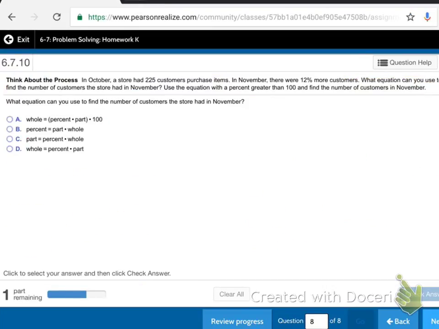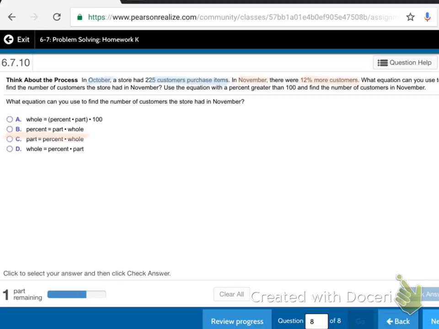Last question. In October, store had 225 customers purchase items. In November, there were 12% more customers. What equation can you use to find the number of customers the store had in November? Use the equation to write a percent greater than 100 and find the number of customers in November. So important information. I've highlighted October and November in different colors.